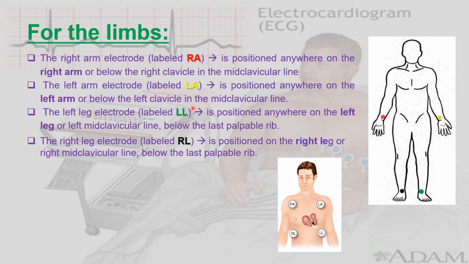The third electrode, LL, left leg, we put on the left leg, and the last one is the right leg, RL, we put on the right leg. Usually they are red, yellow, green, black.